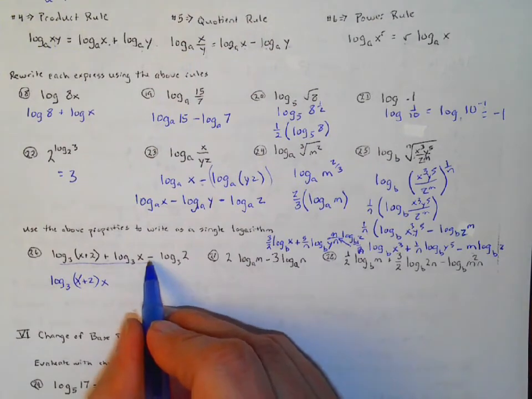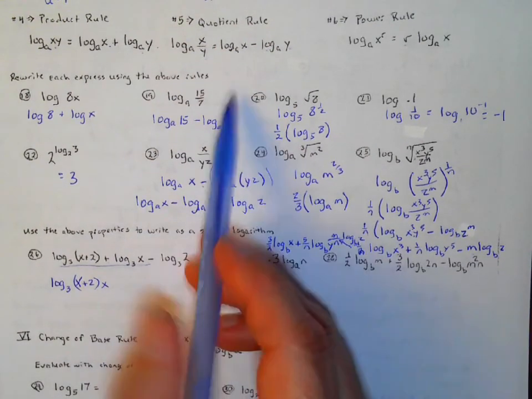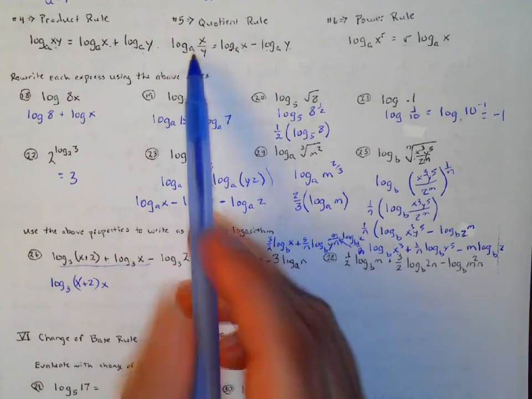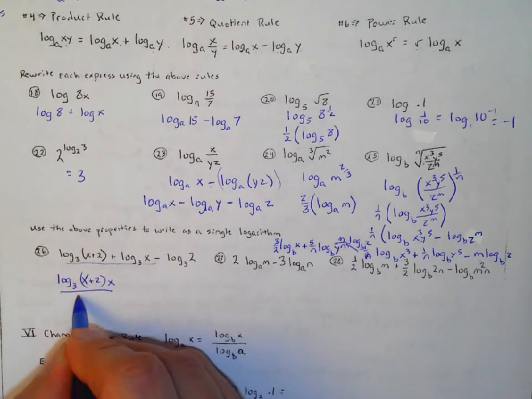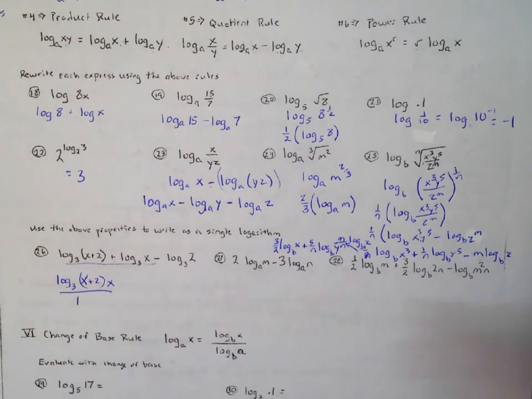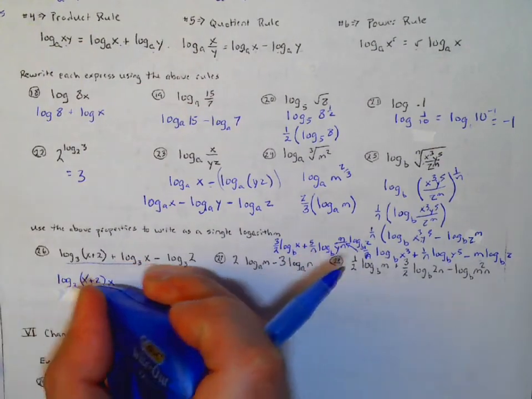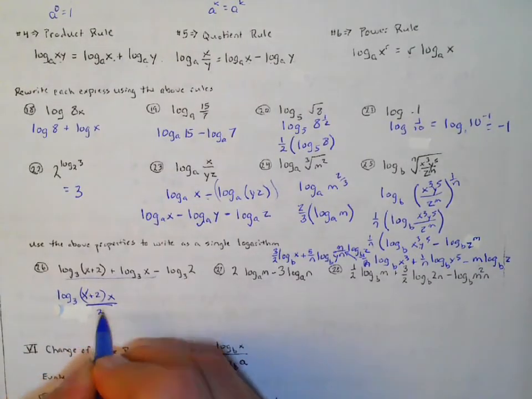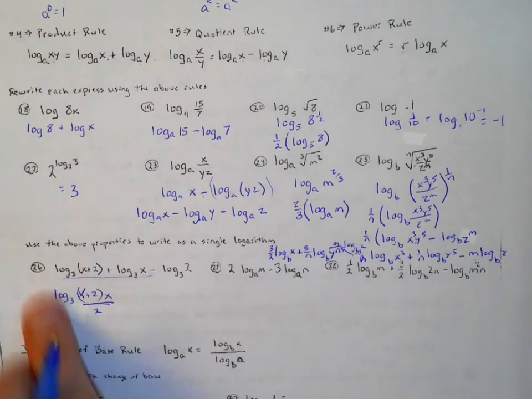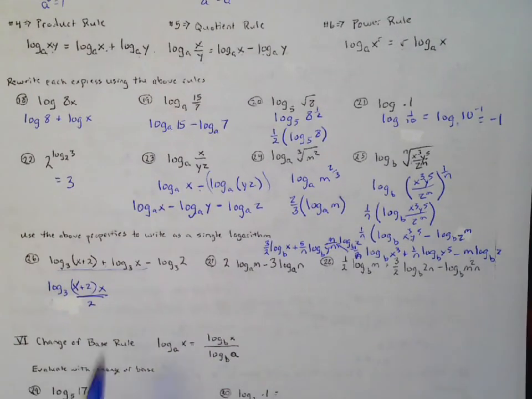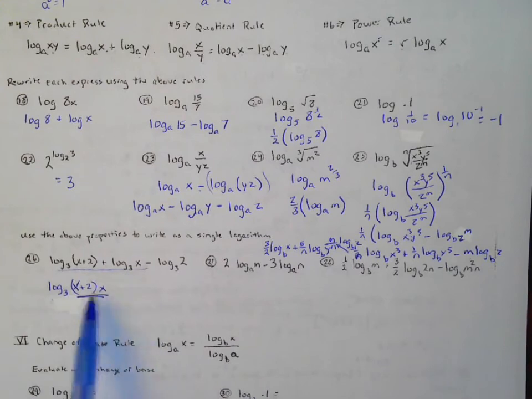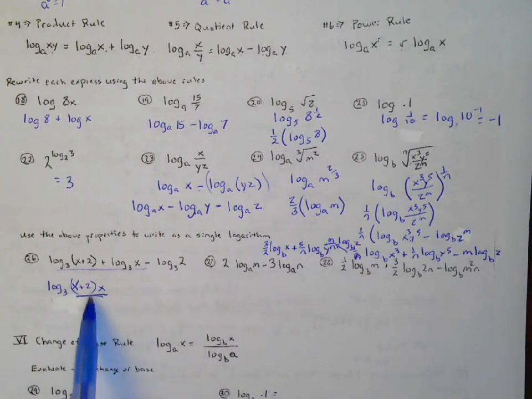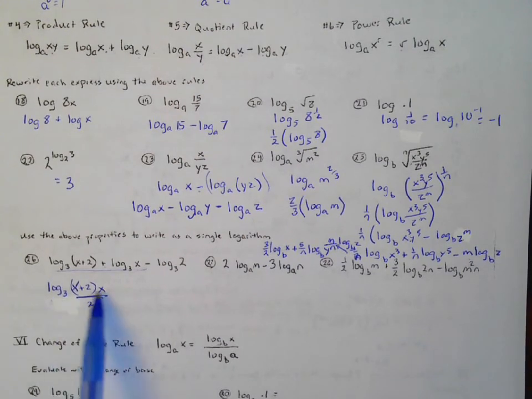And then since it's subtraction, I can use the quotient rule. That's the same thing as this. So we're just dividing by, well, I should put that not there, right there. Okay, so with the addition part, that makes multiplying from a product rule. Subtraction is the quotient rule. So log base 3 of this.